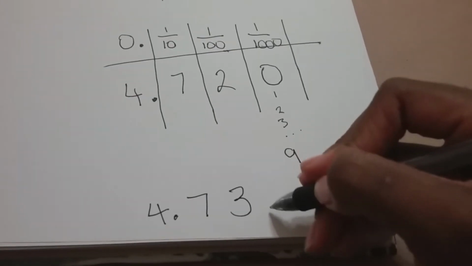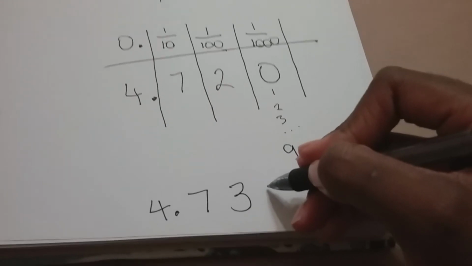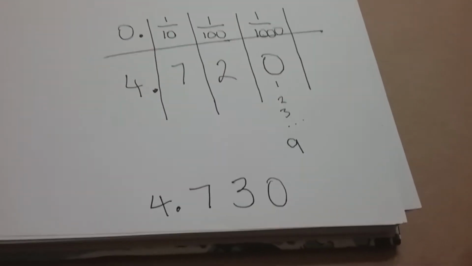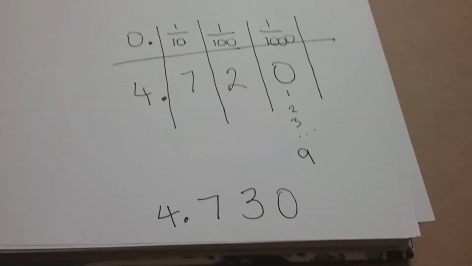Because remember, a 0 at the end of this number, behind the decimal point, is just holding the space open. It doesn't have any value. So that's how I would count up in thousandths. Let me show you how that would translate to a number line.